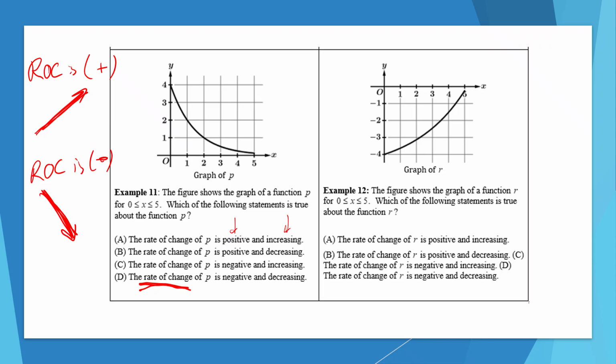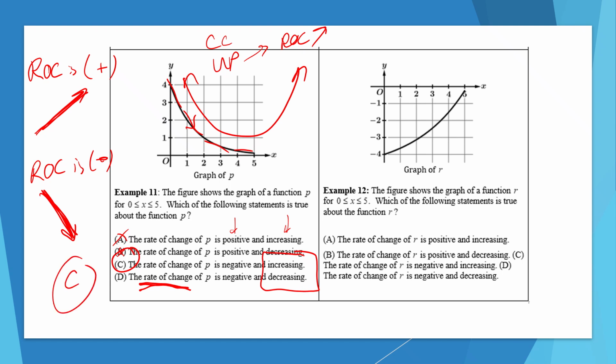So here, this function is decreasing, which means the rate of change should be negative, right? They're always going to have a negative slope. So we can eliminate A and B. Then, is the rate of change increasing or decreasing? That's going to be based on concavity. Here, this is concave up, which means the rate of change will be increasing. So C is the correct answer. The rate of change is negative because the function itself is decreasing, and the rate of change is increasing because the function itself is concave up.